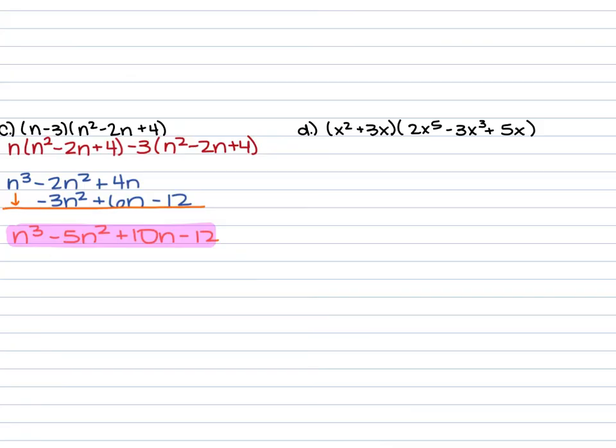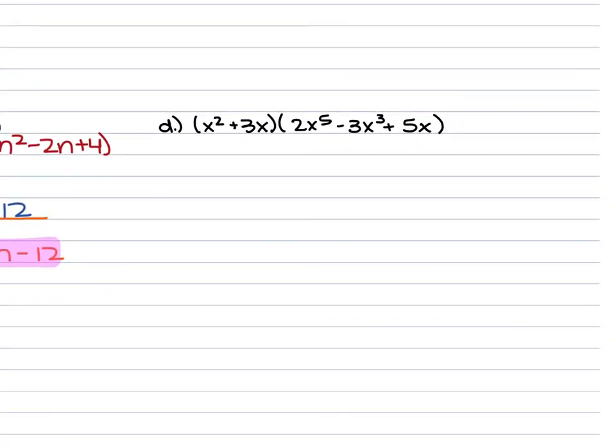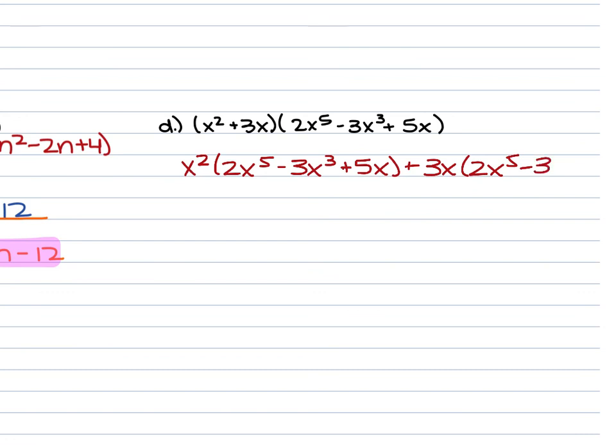For example D, we have x squared plus 3x times 2x to the 5th power minus 3x to the 3rd power plus 5x. So again, I'm going to take this x squared, multiply it by 2x to the 5th minus 3x cubed plus 5x. Then we'll take the 3x and we'll do the same thing. Multiply by the 2x to the 5th minus 3x cubed plus 5x. So x squared times 2x to the 5th is 2x to the 7th.